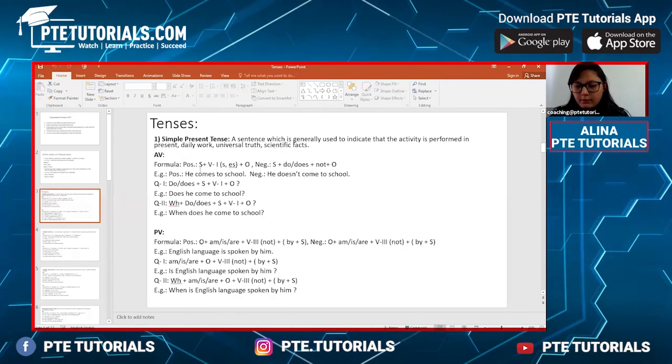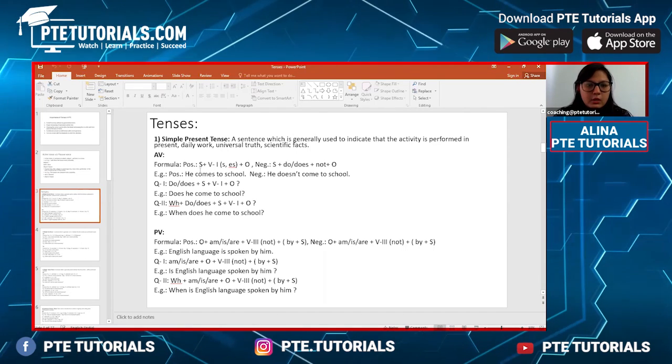There are three types of verb forms in a particular word, like come, came, came. Or you can say eat, ate, eaten. So eat is verb 1, that is the base verb. Ate is verb 2, that is the past participle. Eaten is verb 3, that is the present participle. So verb 1 is eat, verb 2 is ate, verb 3 is eaten.